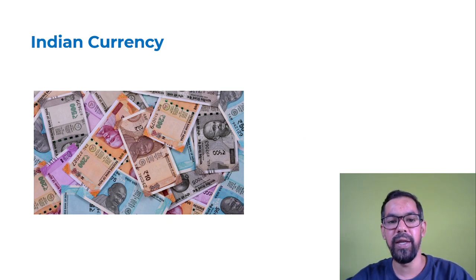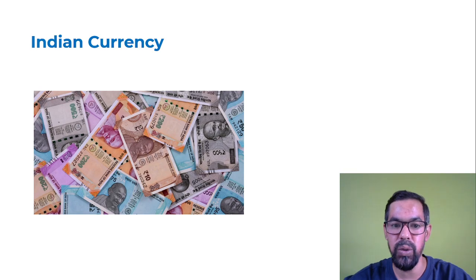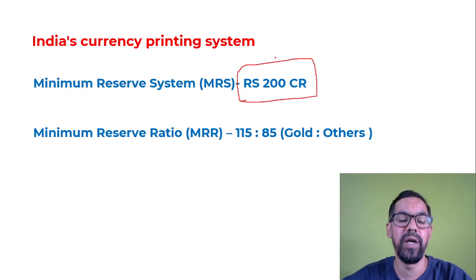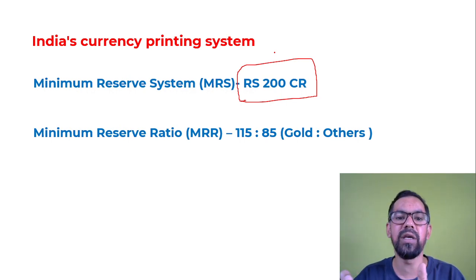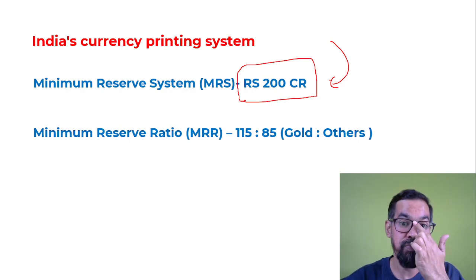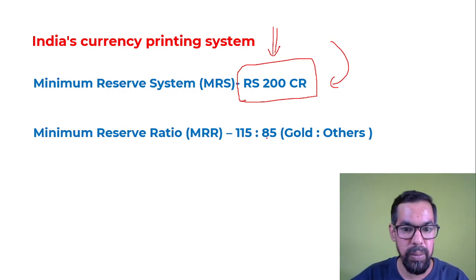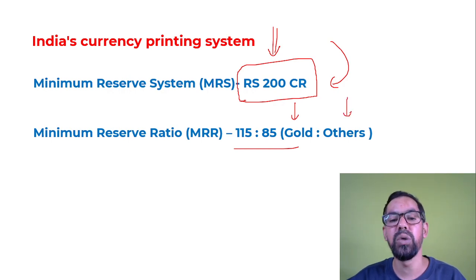As I told you, in India we use MRS, the minimum reserve system, for currency printing in the country. We have a defined case of 200 crore rupees. It is not necessary that whenever we issue new currency in our market we issue 200 crore only. This is a given case, not my personal case. This is defined by the RBI or the government of India. If you issue 200 crore rupees of new currency in the Indian market in the form of notes or coins, you have to make a reserve for these 200 crore rupees in the ratio of 115 is to 85. 115 is the reserve of gold, and 85 is others, which include cash, government securities, forex, and foreign reserve.